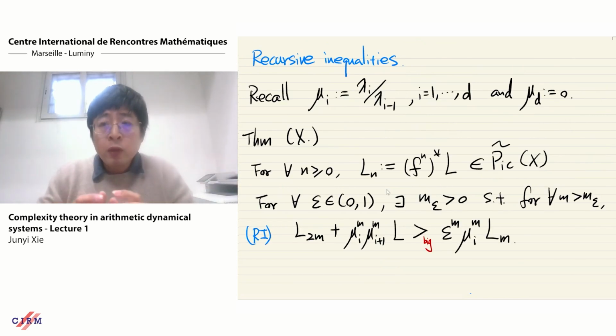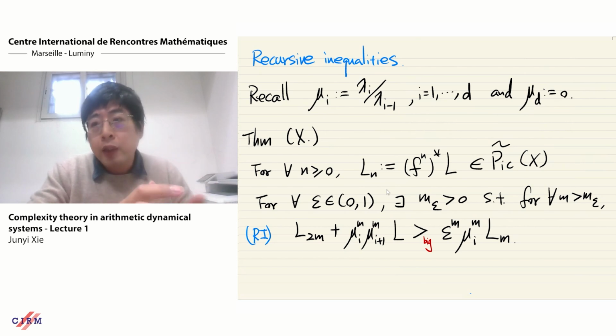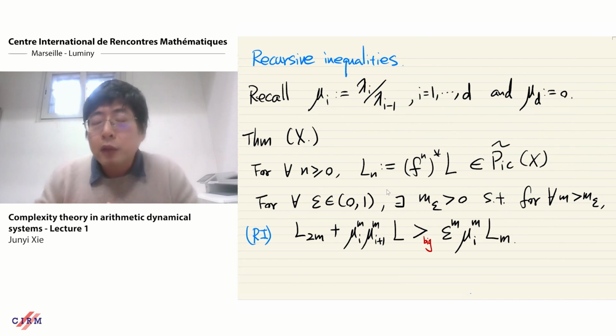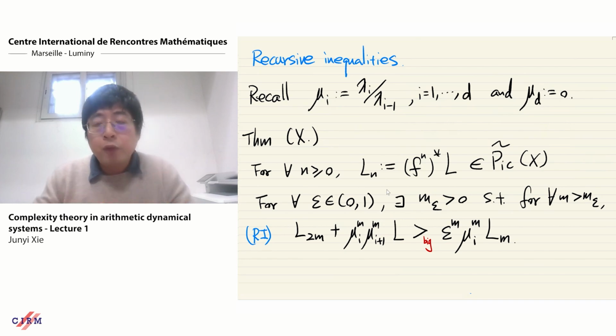Okay, so how can we use this mixed degree? I think the way to use this mixed degree is to get some kind of recursive inequality. So it is as follows. We recall mu_i equal to lambda_i over lambda_{i-1} is the cohomological Lyapunov exponent, and mu_d equal to 0. Then we have the following result.